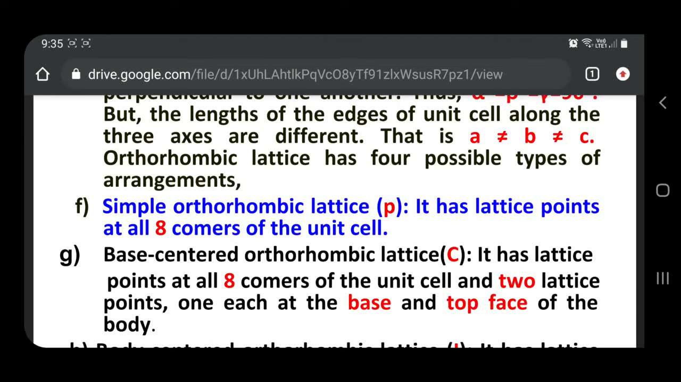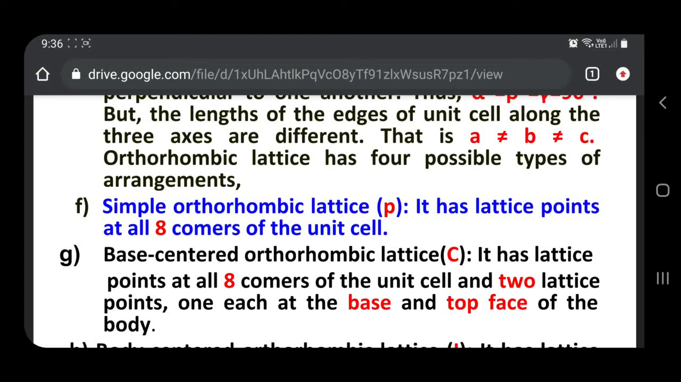And you can expect the orthorhombic Bravais lattice has 4 possible types of arrangements, and they are simple orthorhombic lattice, which is primitive. It has only one lattice point per unit cell, in the sense it has lattice points at all 8 corners of a unit cell.